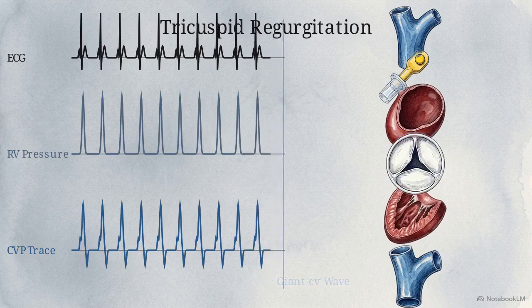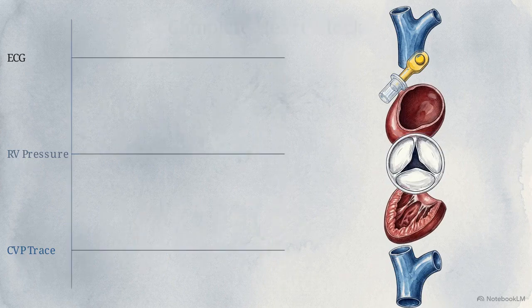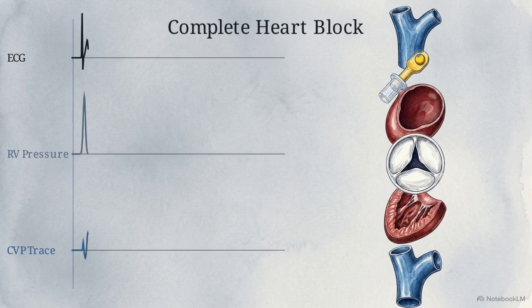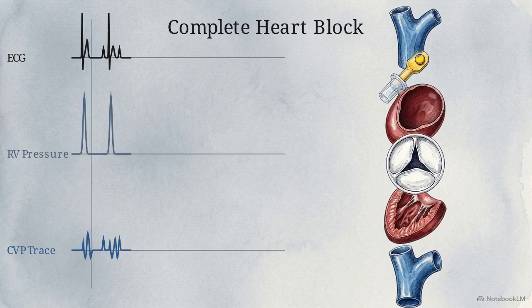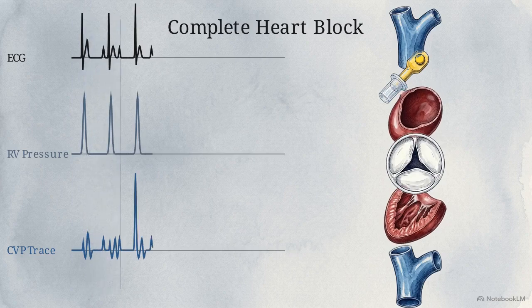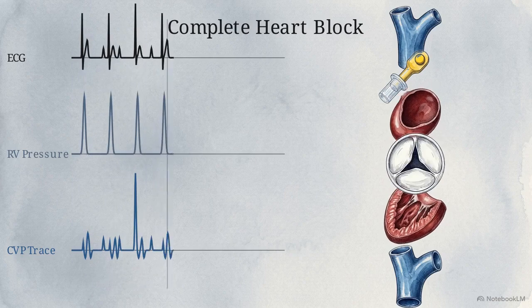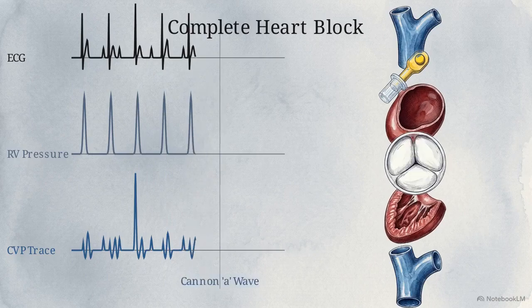In complete heart block or AV dissociation, the electrical pathways fail entirely. The atria and ventricles begin beating independently of one another at different rates. Inevitably, the right atrium will attempt to contract precisely while the right ventricle is in systole.